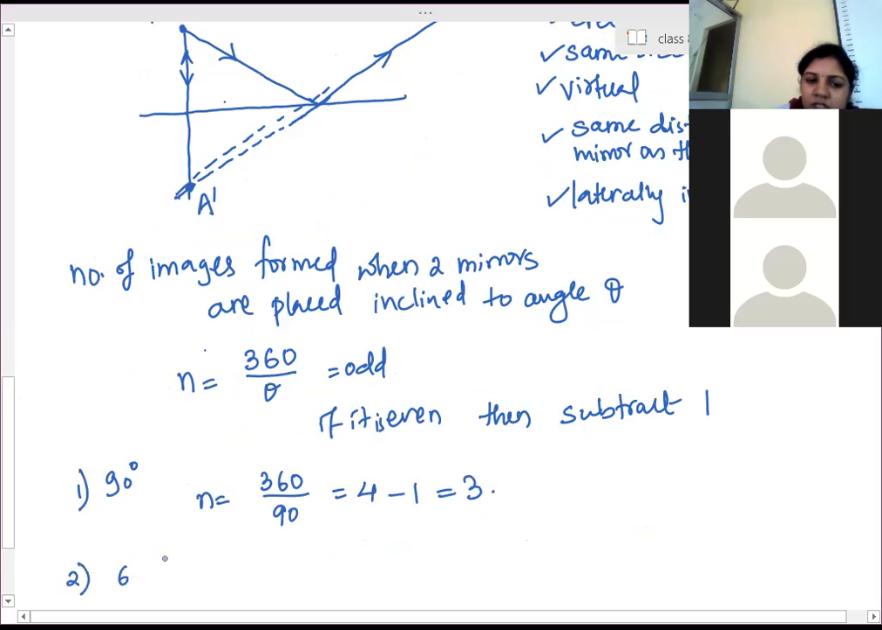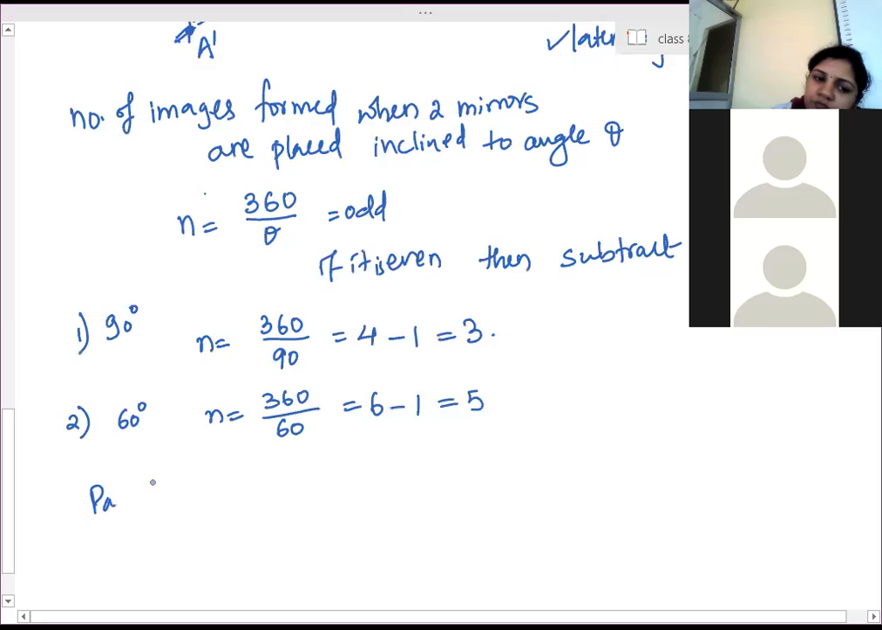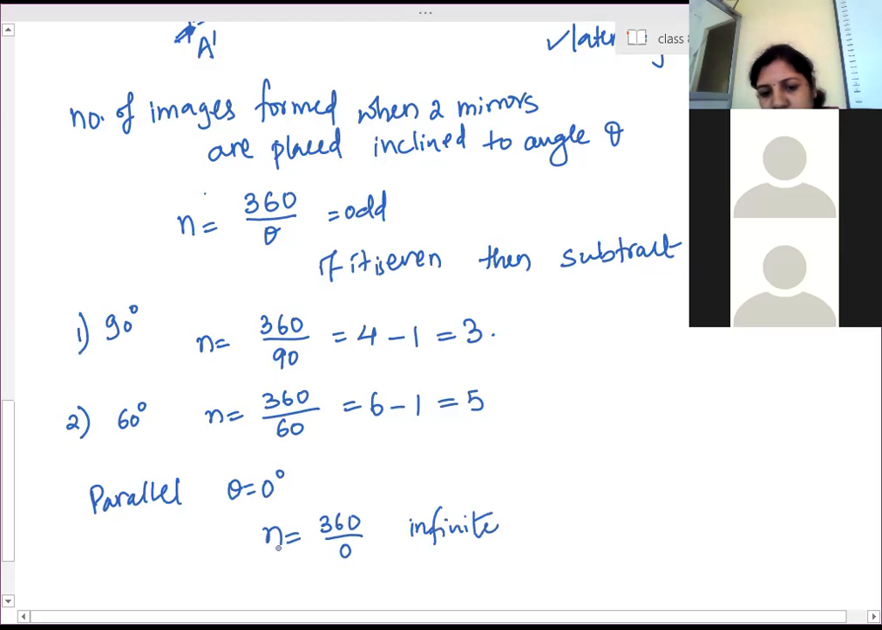Second, if they are at 60 degrees, 360 by 60 is 6. Again, an even number, so we have to subtract 1. That is equal to 5 images formed. If they are parallel to each other, the angle is 0 degrees. So n is equal to 360 by 0. This is infinite. Clear? Yes, ma'am.